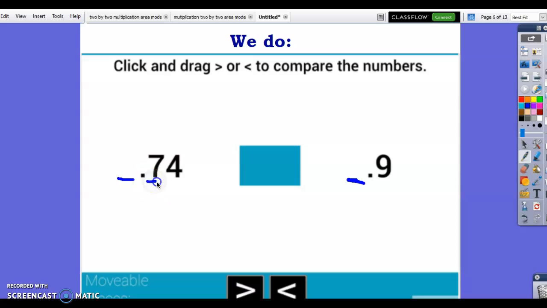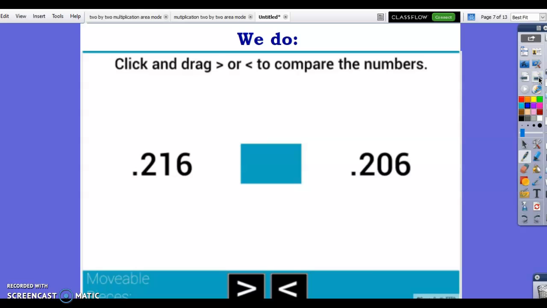You should have noticed that 7 tenths is less than 9 tenths, and your greater gator is going to eat the greater value. Let's practice another one. Okay, here's another one. Write these both down. Pause the video here and see if you can compare.